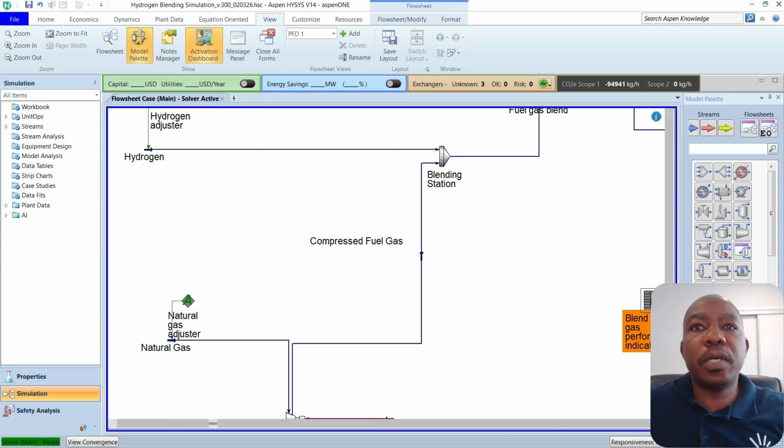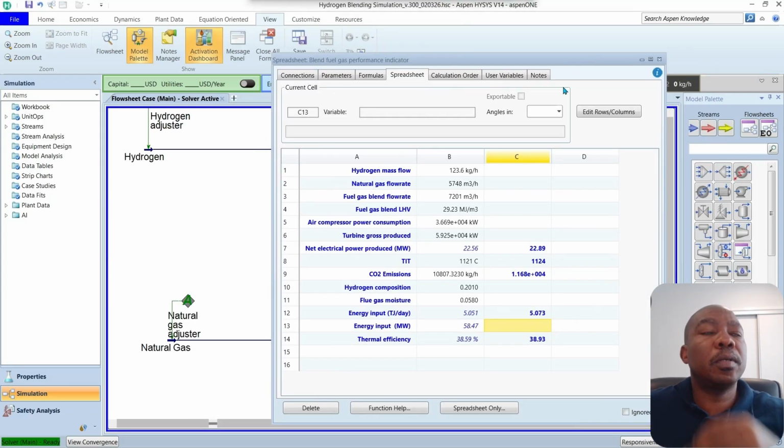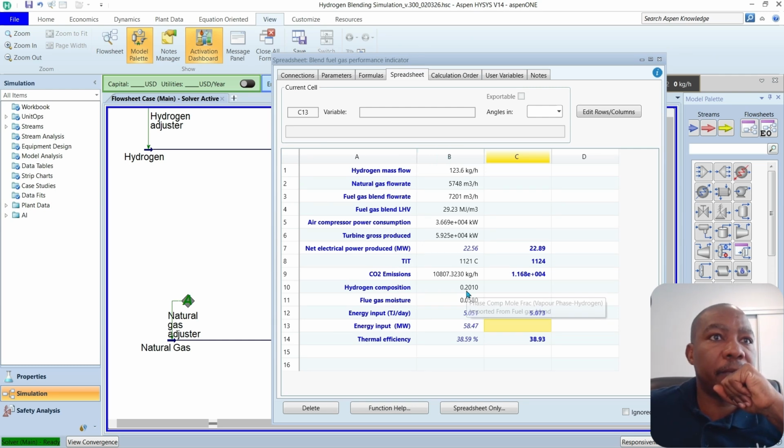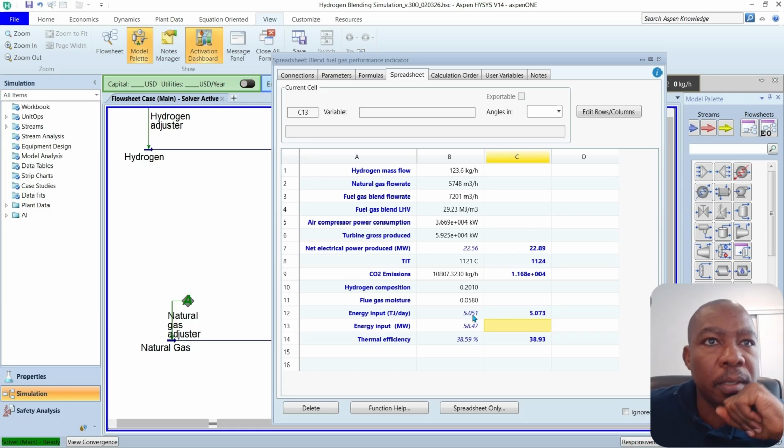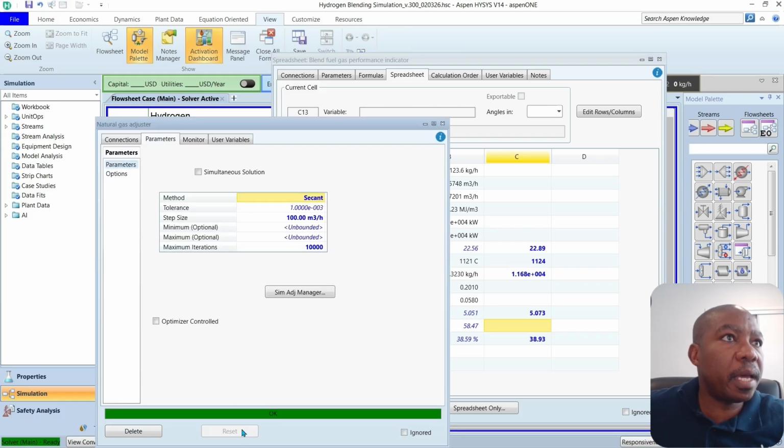Now let's have a look at this dashboard. So we've cranked up our hydrogen to 20%. We've adjusted the natural gas flow rate. It still hasn't met the target that well. Some people will be happy with this. I am not. I will reset this and rerun it again.